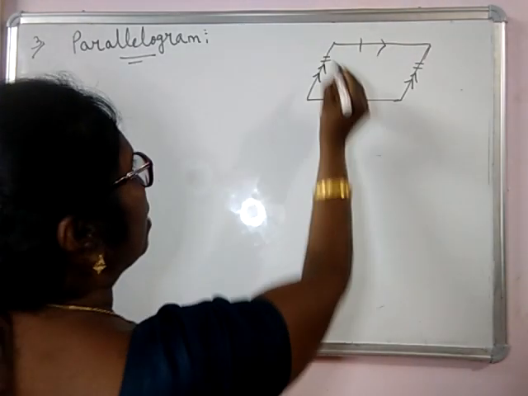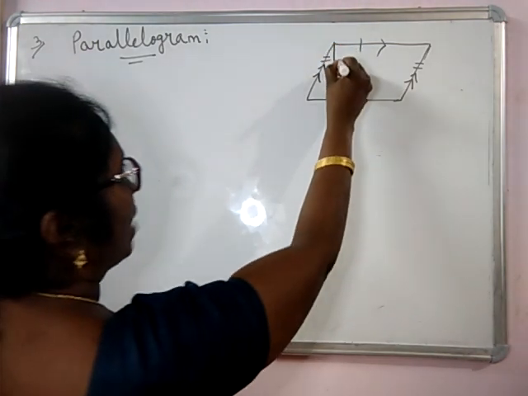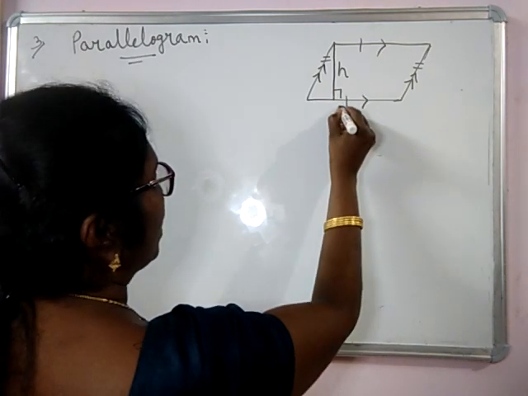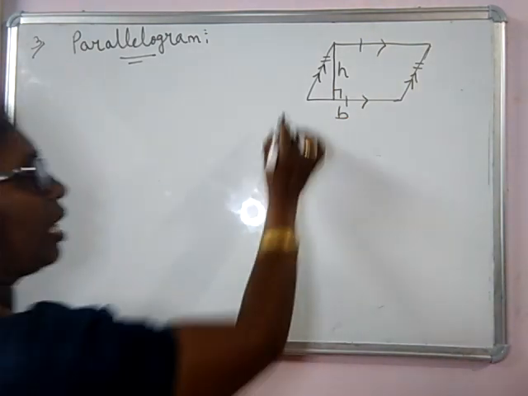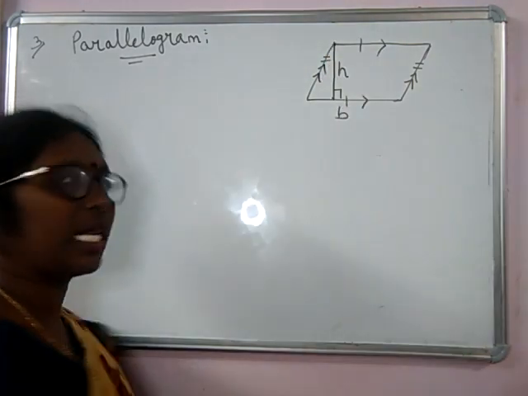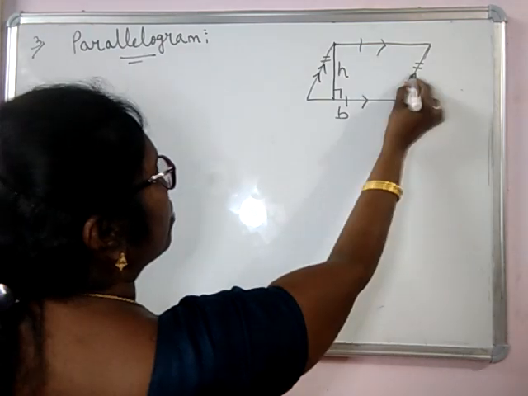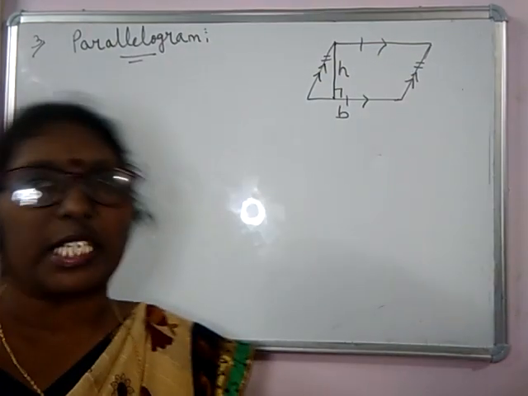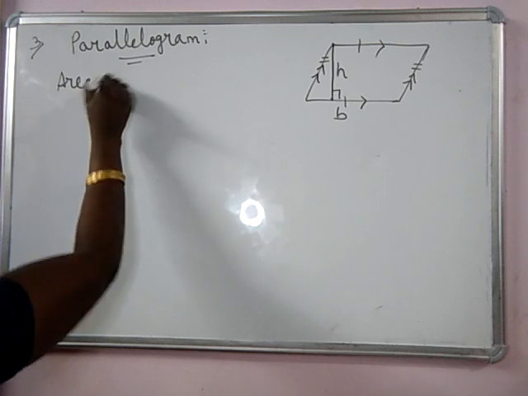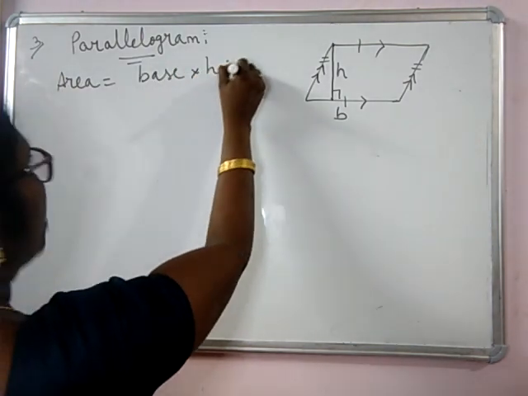So, in order to find the area of a parallelogram, the distance between two parallel sides, if you take as h and this one can be taken as b. If this is base, then the distance between these two parallel sides will be height. If you take this as base, the distance between this pair of parallel sides will be height. So, area of a parallelogram is base into height.